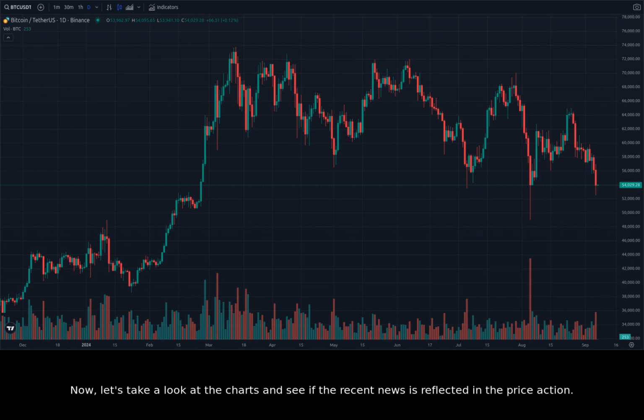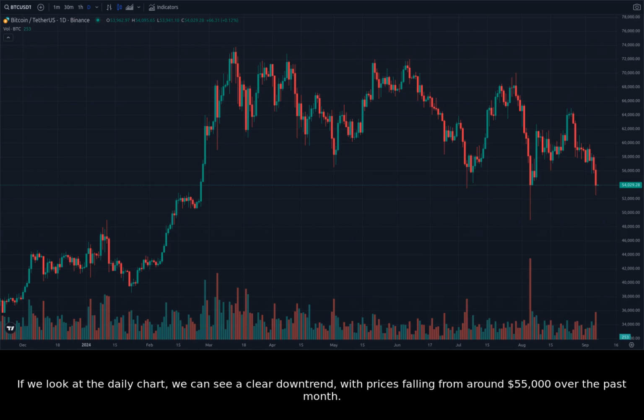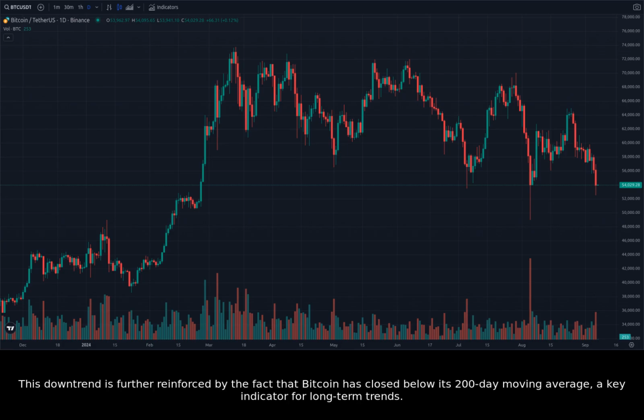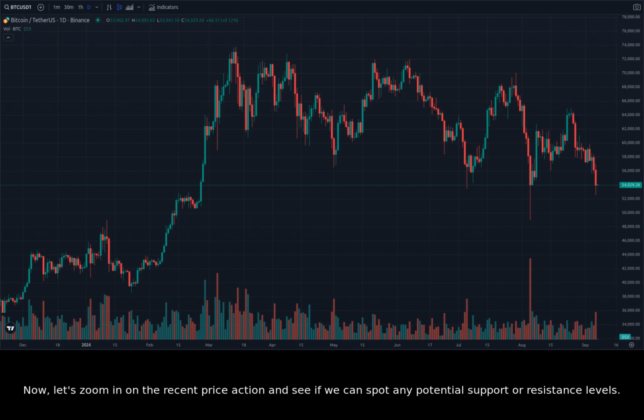Now, let's take a look at the charts and see if the recent news is reflected in the price action. If we look at the daily chart, we can see a clear downtrend, with prices falling from around $55,000 over the past month. This downtrend is further reinforced by the fact that Bitcoin has closed below its 200-day moving average, a key indicator for long-term trends.